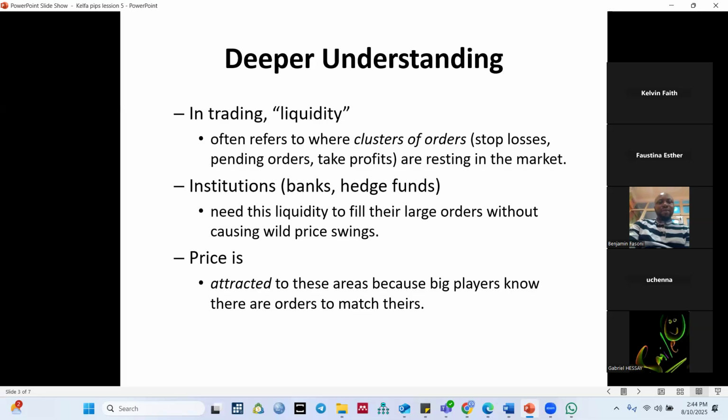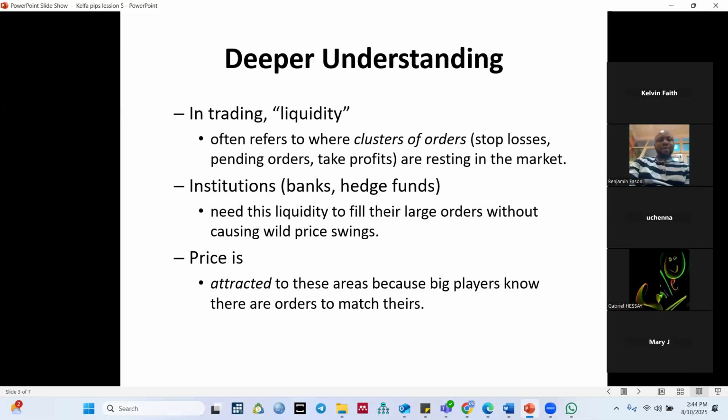So when we say there is a liquidity run, or liquidity is taken out, or the market is moving towards liquidity, there is liquidity resting somewhere, and you should know that the smart traders want to move price to capture that zone or that area before price will go in the intended direction. Price itself is attracted to these areas because the big players need orders to match theirs. That's why I said the market or price gravitates towards where there is money or liquidity.